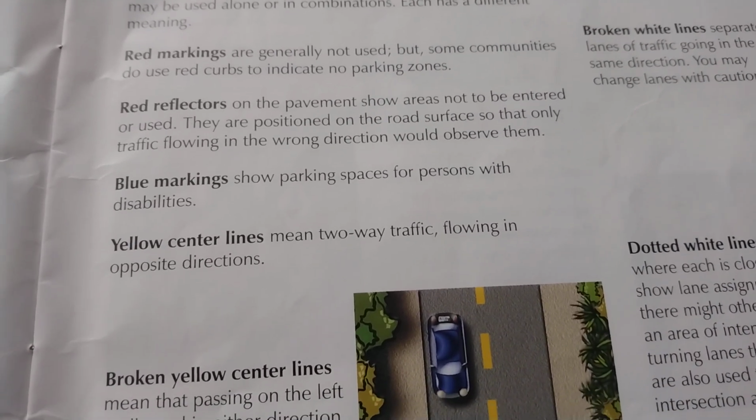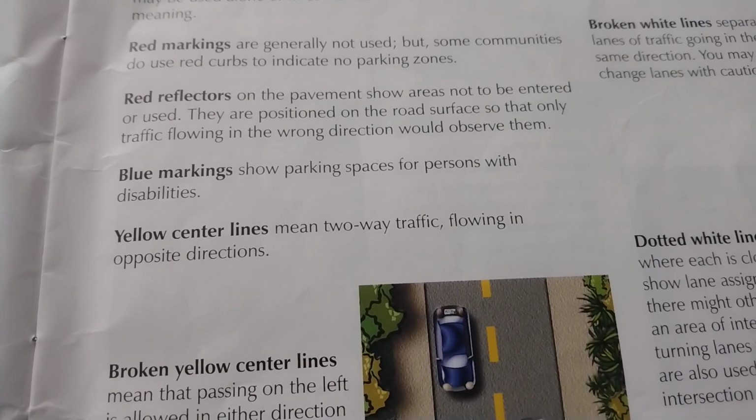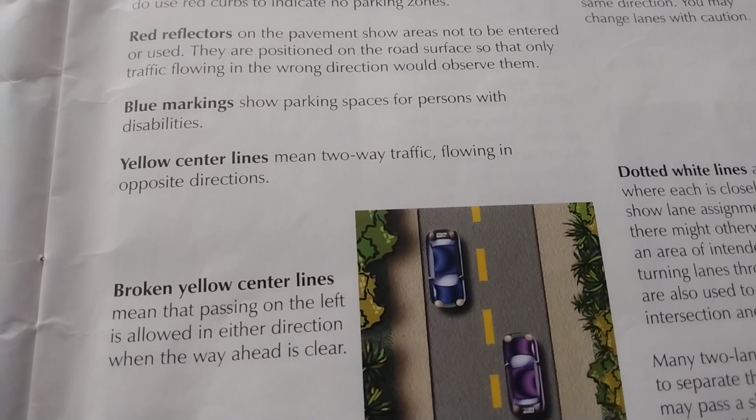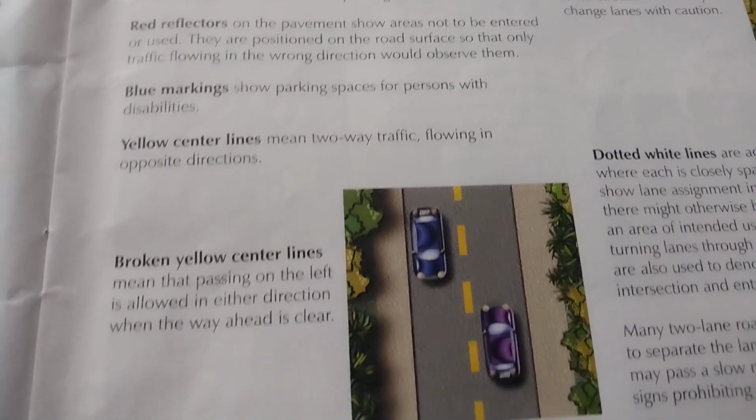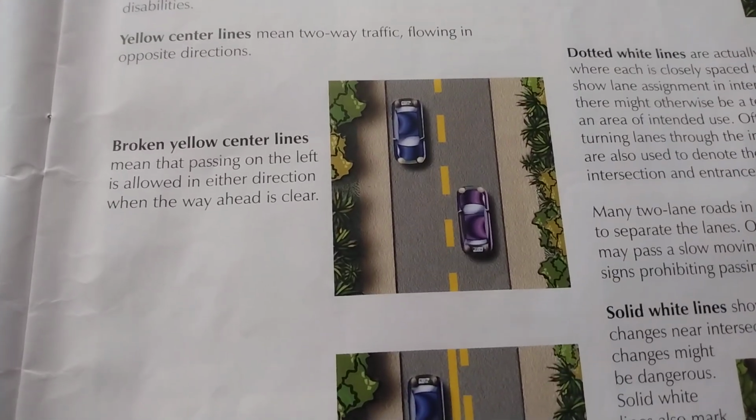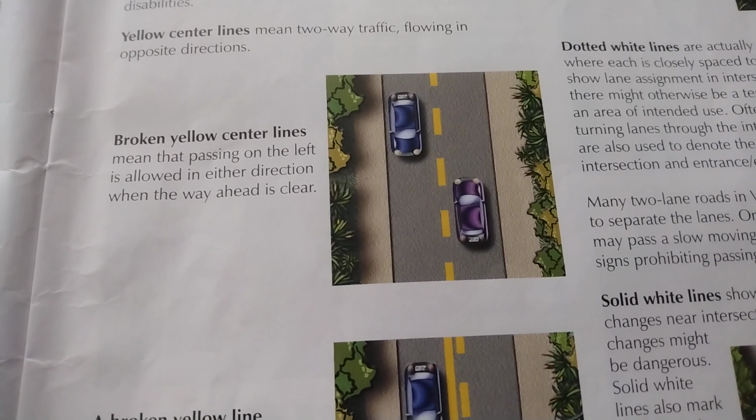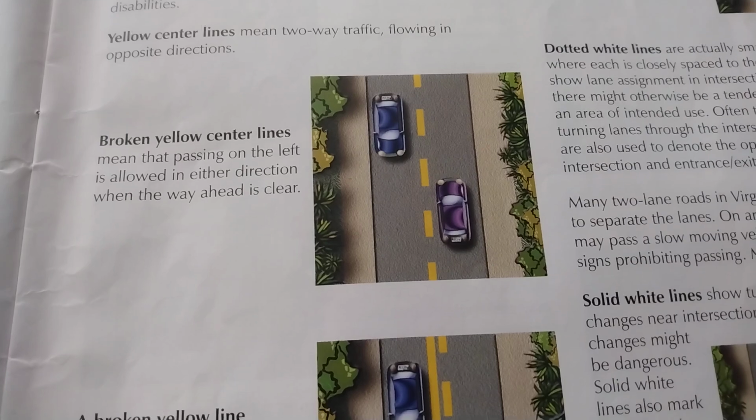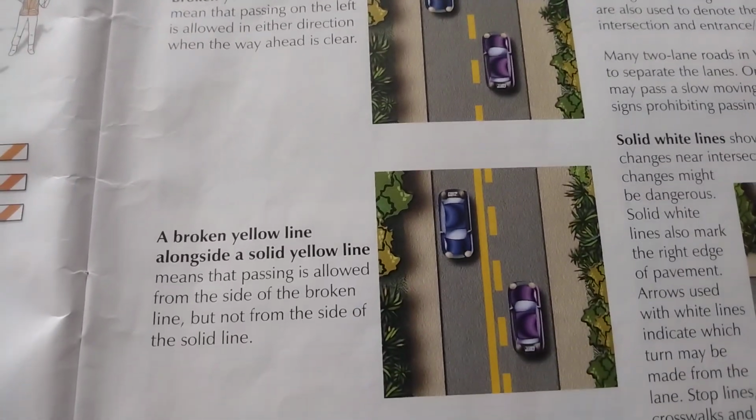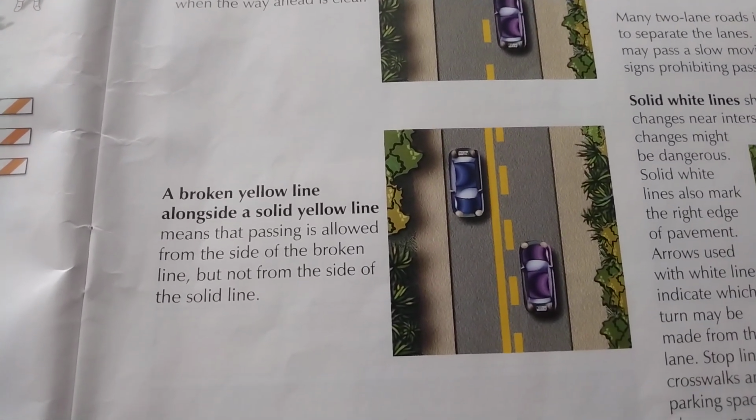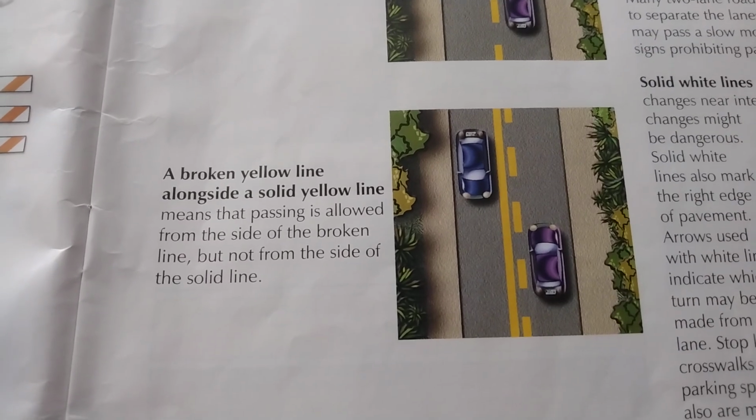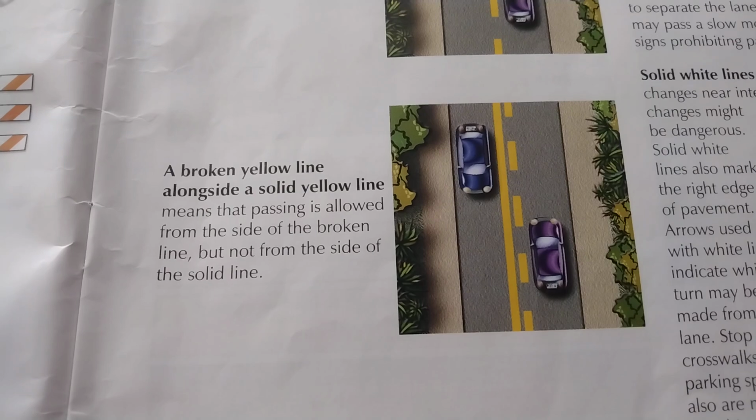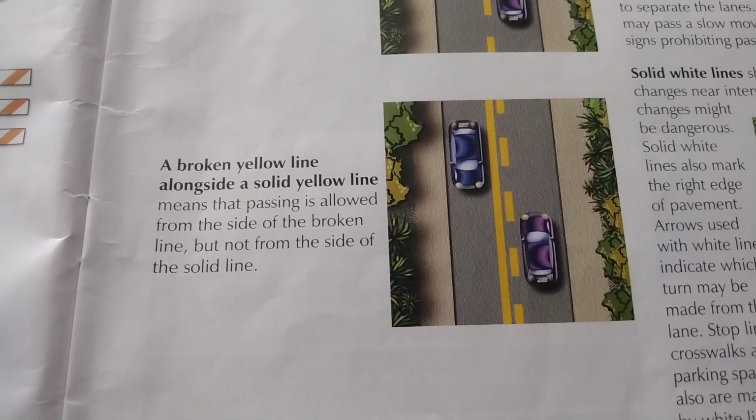Blue markings show parking spaces for persons with disabilities. Yellow center lines mean two-lane traffic flowing in opposite directions. Broken yellow center lines mean that passing on the left is allowed in either direction when the way ahead is clear. A broken yellow line alongside a solid yellow line means that passing is allowed from the side of the broken line, but not from the side of the solid line.